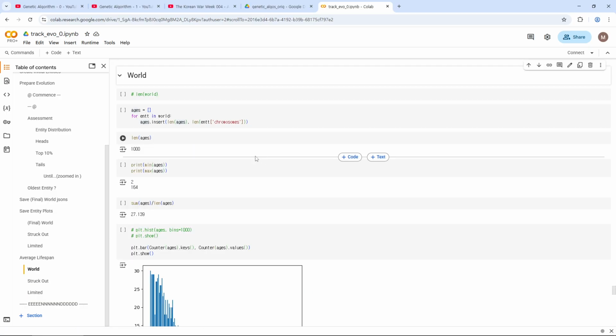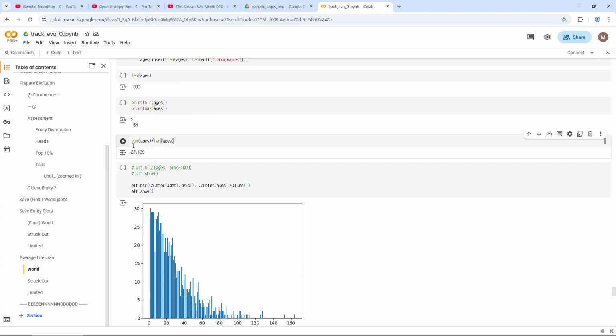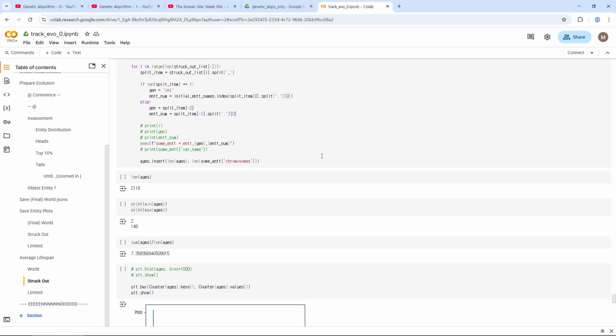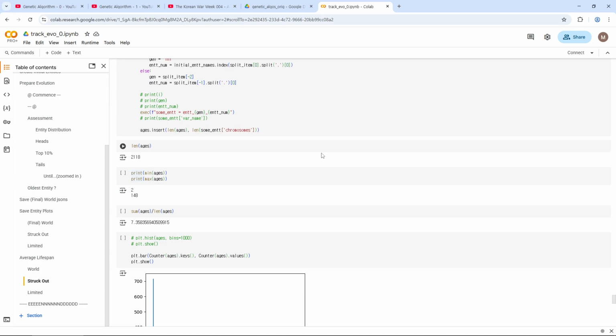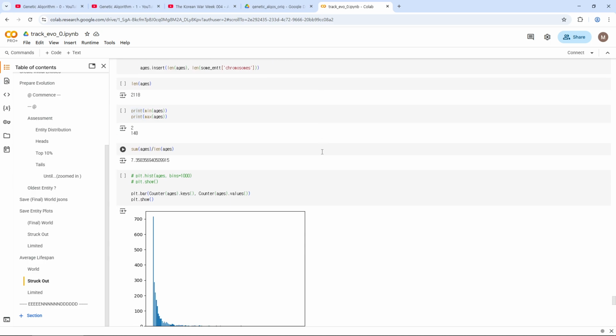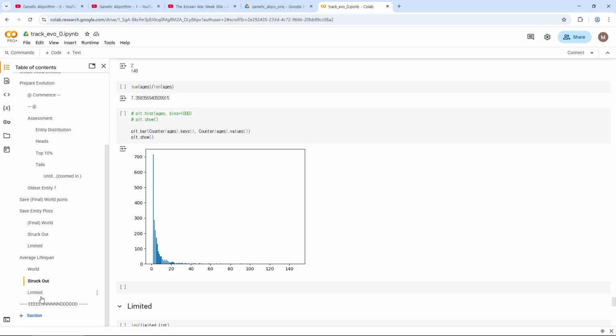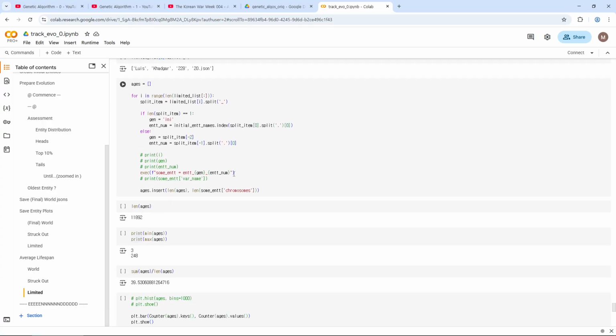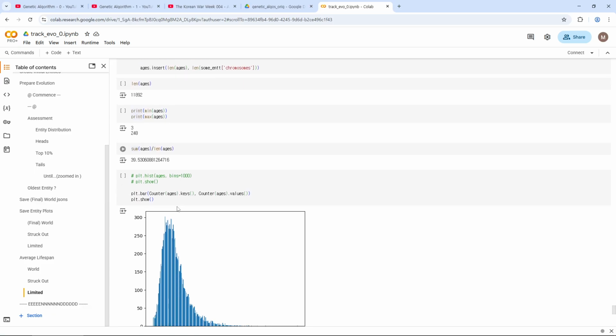So the most important things would be that the average age of entities that remain in the final state of the world is 27.139. For the struck out entities, it's 7.35. Very short lived. And for the limited, it's 39.53.